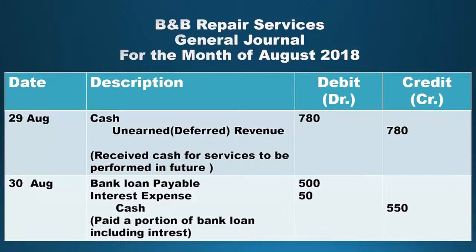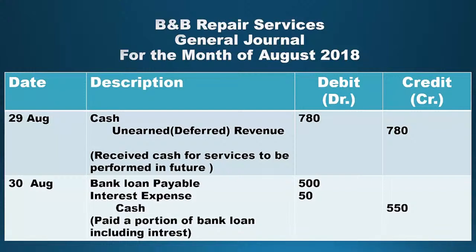Step 2. Which accounts are affected? Cash increases because the company received money. Unearned revenue increases because the company has an obligation to perform the services in the future. Step 3. How do we record it?